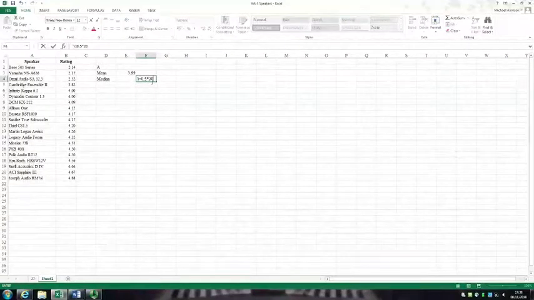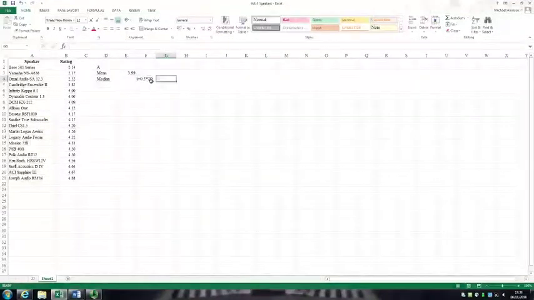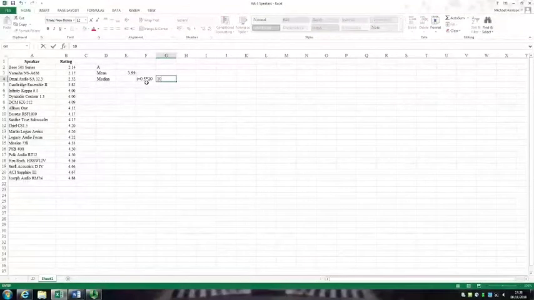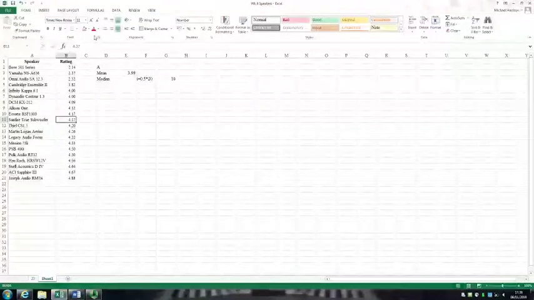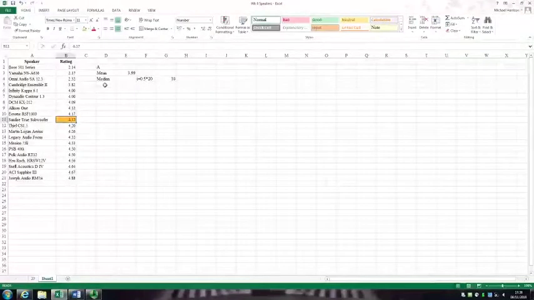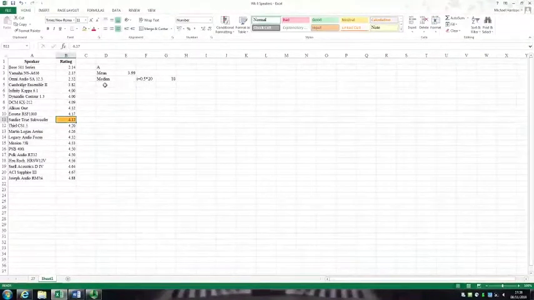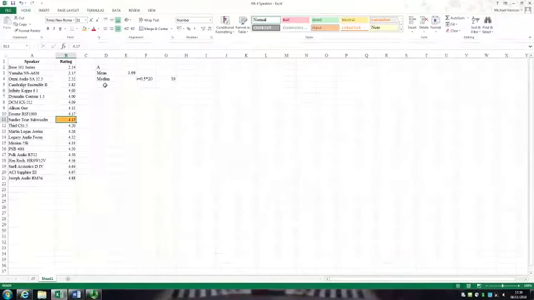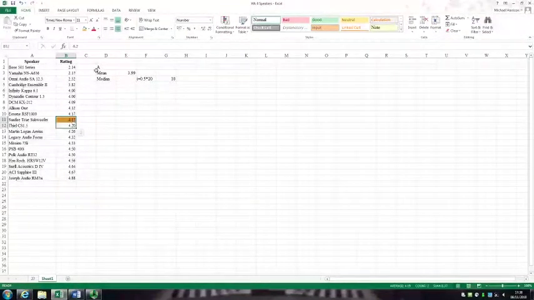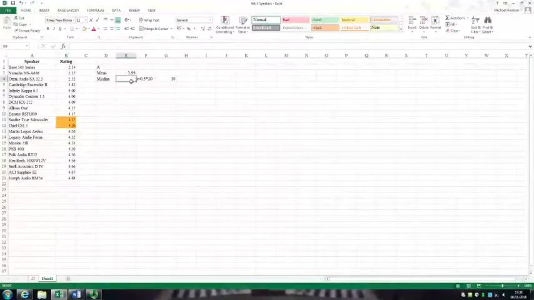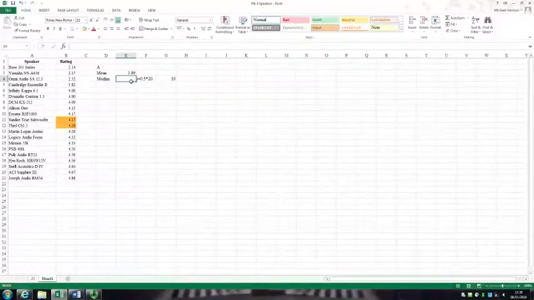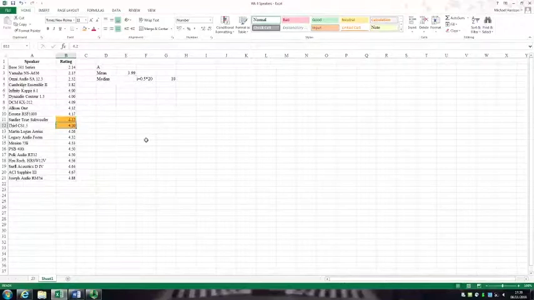our 20 observations. Here, n is 20. So our median should lie at the 10th observation. But wait, there's a catch. Because we have an even number of observations, we do need to be careful. The median, that is the exact halfway point, lies halfway between the 10th and the 11th observation. The 10th observation is 4.17. The 11th observation is 4.2.